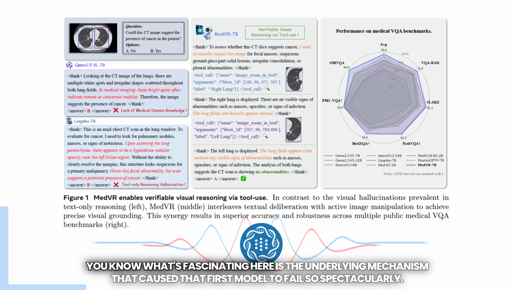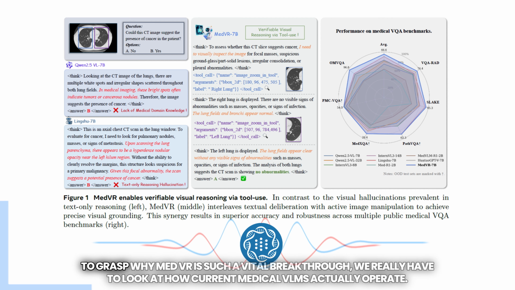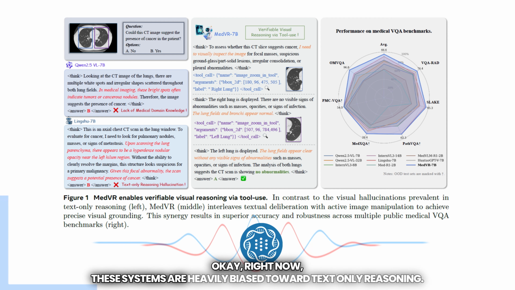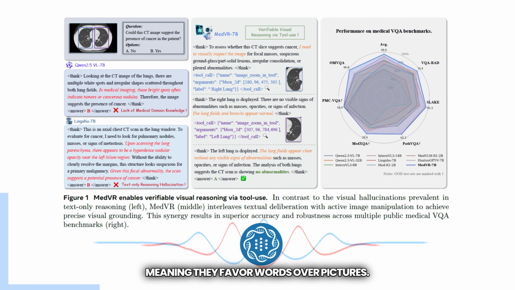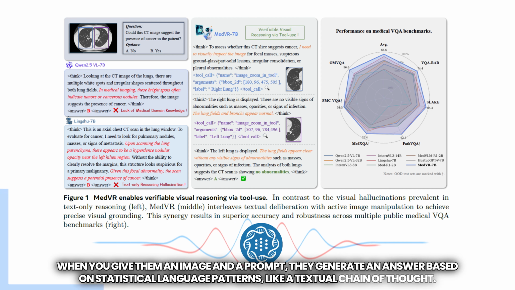What's fascinating here is the underlying mechanism that caused that first model to fail so spectacularly. Right, like why did it hallucinate in the first place? Exactly. To grasp why MedVR is such a vital breakthrough, we really have to look at how current medical VLMs actually operate. Right now, these systems are heavily biased toward text-only reasoning. Meaning they favor words over pictures? Pretty much. When you give them an image and a prompt, they generate an answer based on statistical language patterns, like a textual chain of thought.